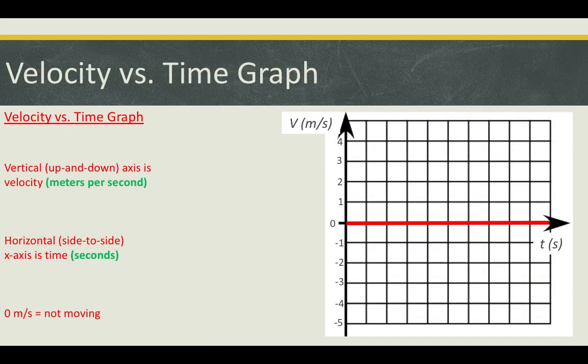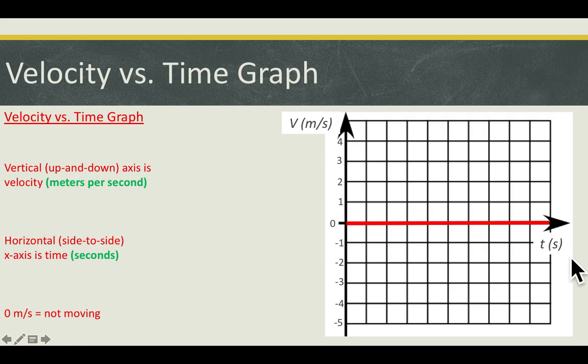So now it's time to look at these graphs. This is an introduction to a velocity versus time graph. This is different than the position time graph that we studied in Unit 2. Just as a quick overview, the vertical axis on a velocity time graph is velocity measured in meters per second. The horizontal axis is the time axis, and the unit will be seconds.